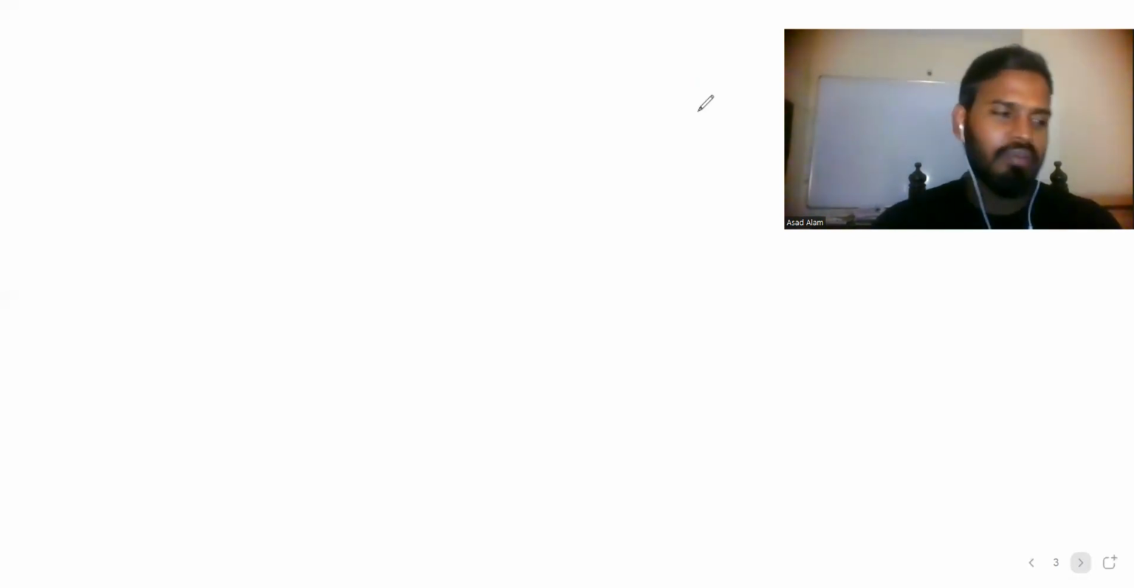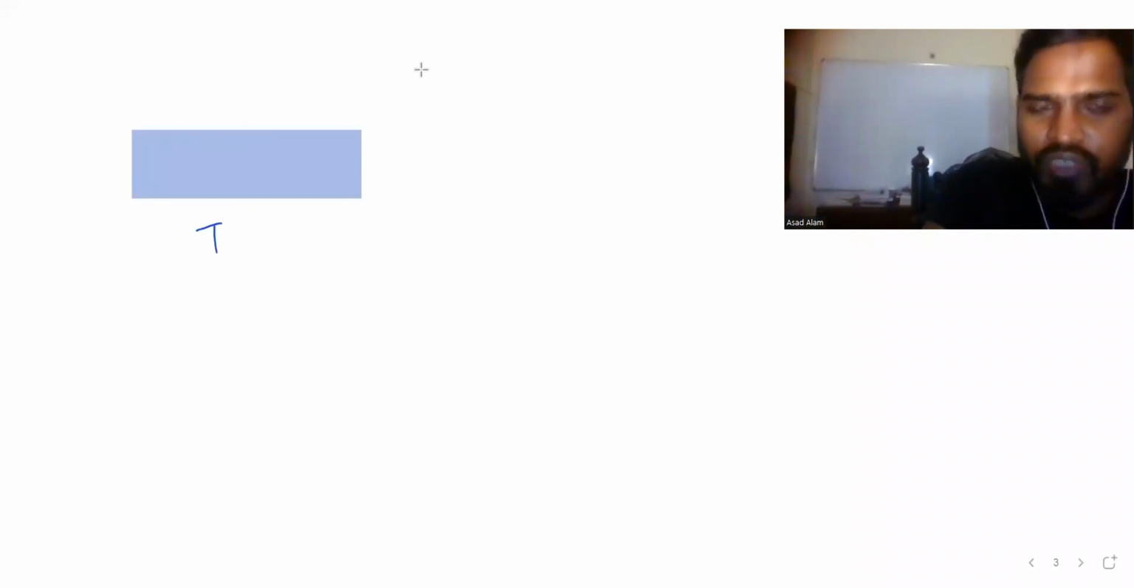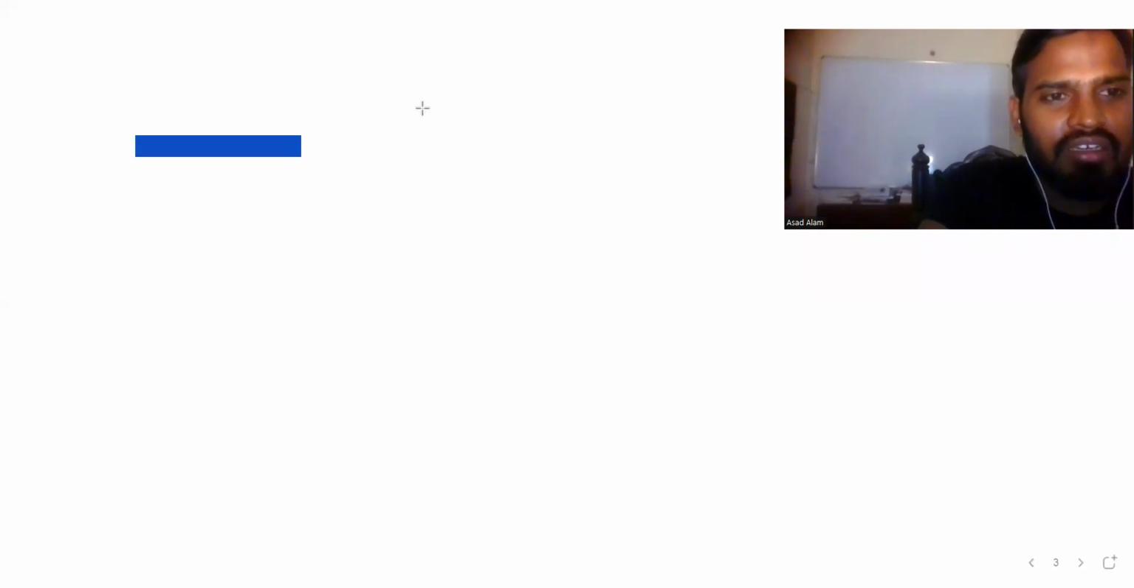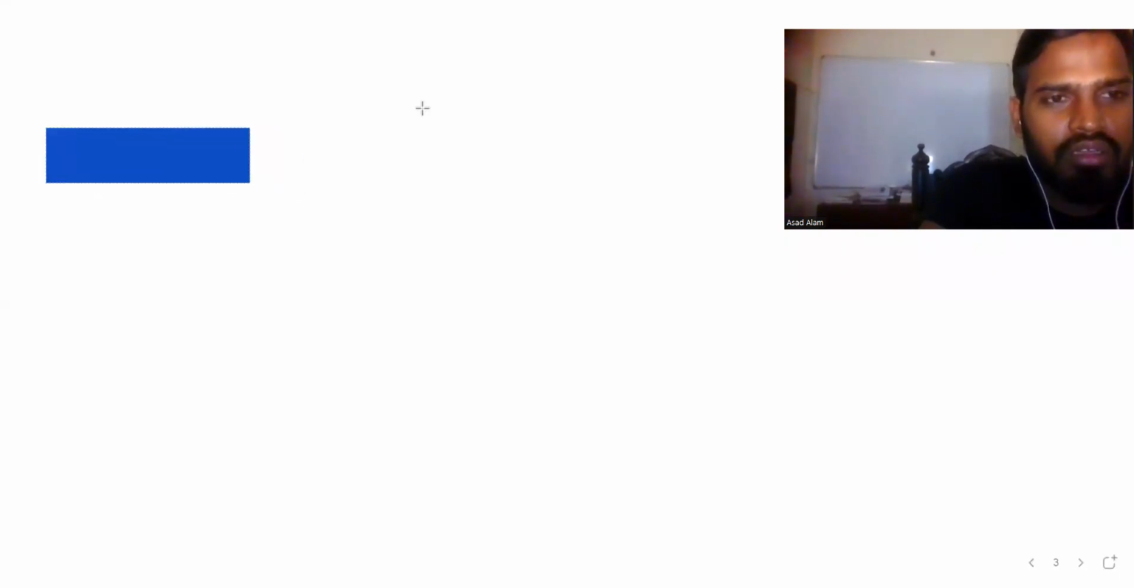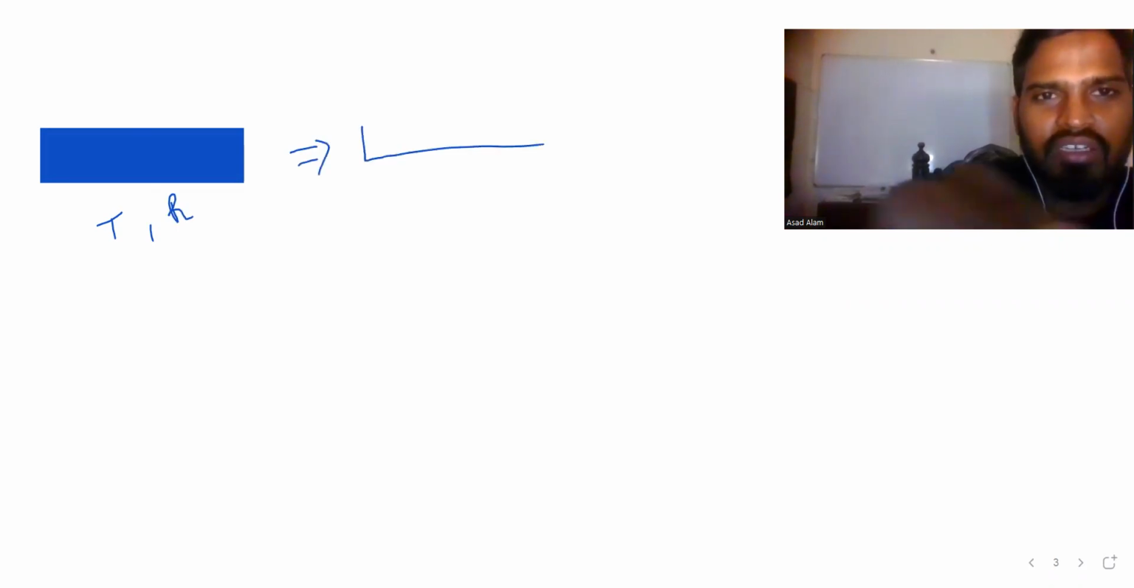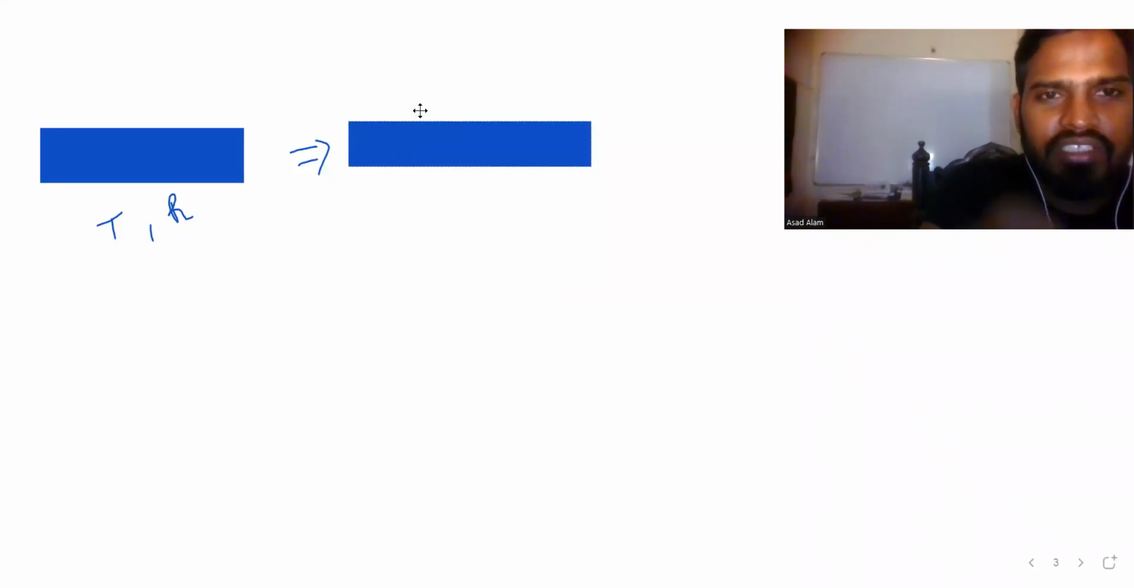They did this experimentally, and we observed by increasing temperature. Suppose any conductor is there. Let's consider this is the conductor. We increase the temperature. Let me draw it properly again. The temperature was T, and the resistance was R. We subjected it to heat, and the temperature increased by dT.